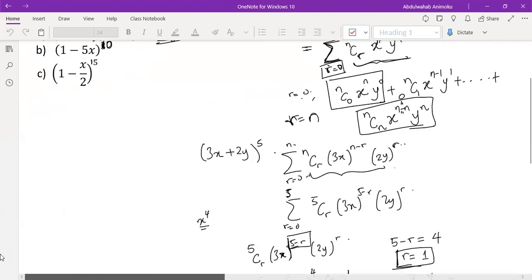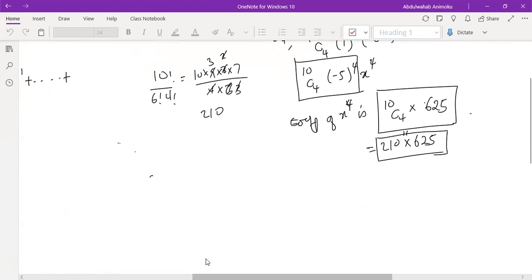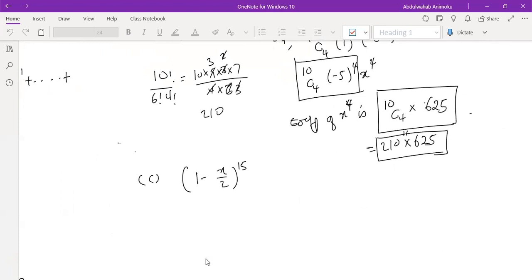So the last problem is 1 minus x over 2 raised to power 15. Okay, so the C part is 1 minus x over 2 raised to power 15. We want to find the coefficient of x raised to power 4. So again, each term can be written as what? 15 combination r. The first term raised to power 15 minus r. The second term raised to power what? R. So for us to have x raised to power 4, r must be equal to 4 again.